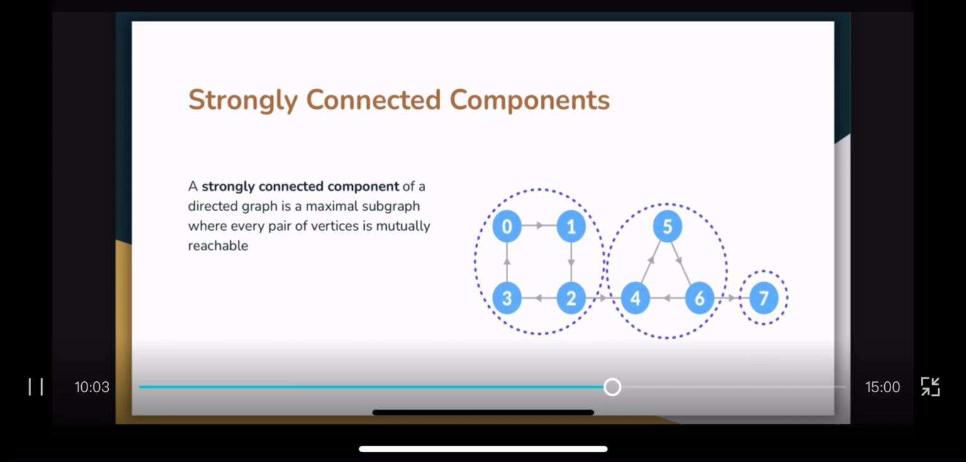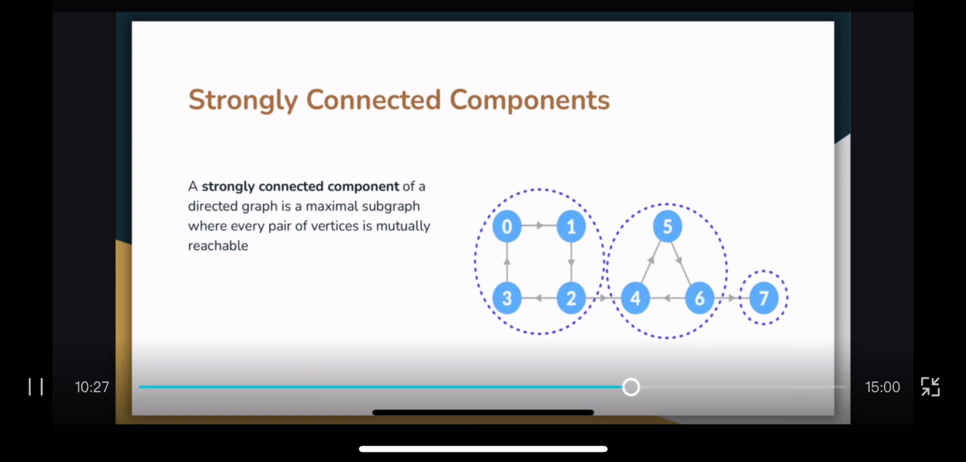For example, here we have a directed graph with two main strongly connected components enclosed in dashed circles and a single vertex that's also a strongly connected component. The first strongly connected component is the vertices 0, 1, 2, and 3. And this is a strongly connected component because you can travel between any two vertices within it.